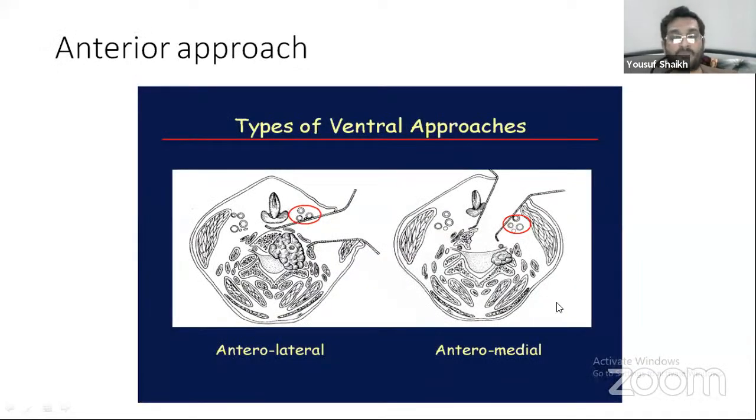Then there are various types of approaches. We'll be coming on to that. There can be an anterior approach, that is anteromedial or anterolateral. The classic approach that we use is the anteromedial approach, which is directed between the tracheoesophagus and the carotid sheath, predominantly medial to the carotid sheath. And because this is directed anteriorly, we can perform corpectomy, and we can perform anterior discectomy.